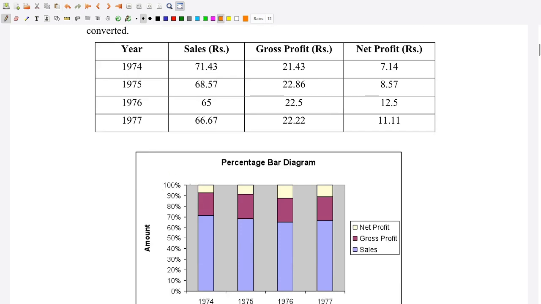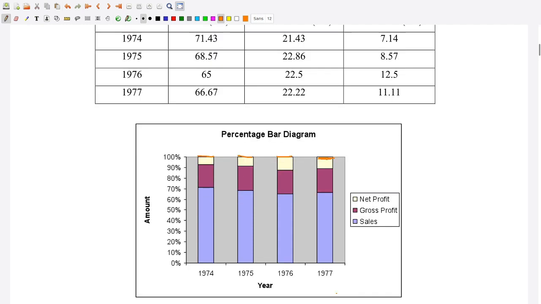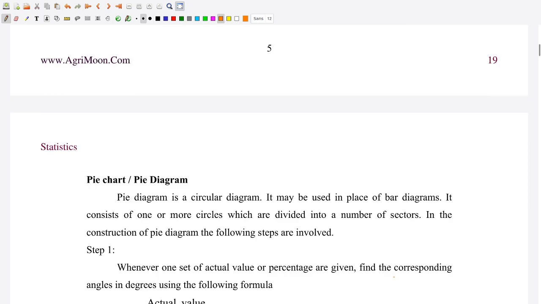We will go up to 100 for each of these graphs. For each bar, the total value is 100, and the proportion of these three components, net profit, gross profit and sales, has been listed. So now it is easy to make conclusions in this kind of graph.